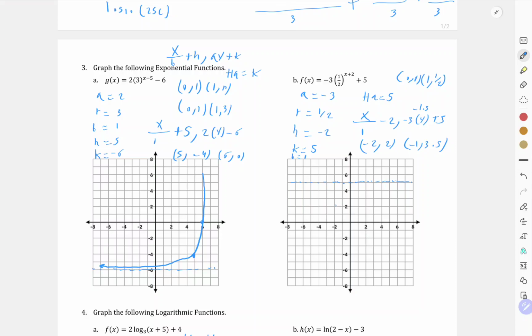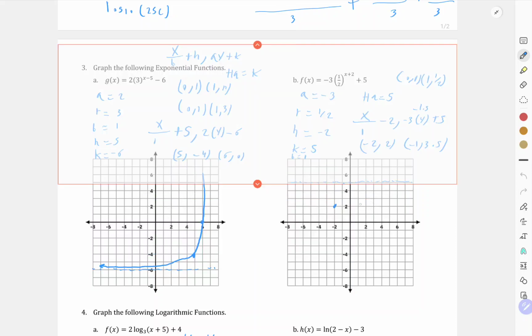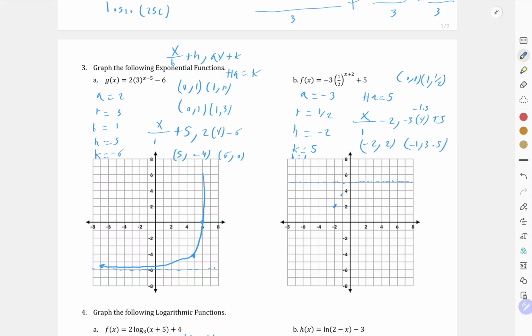There we go. And our other one is negative 1, 3.5. Negative 1, 3.5.